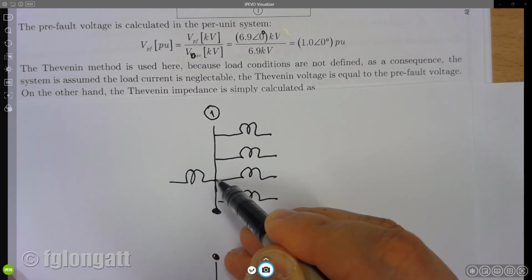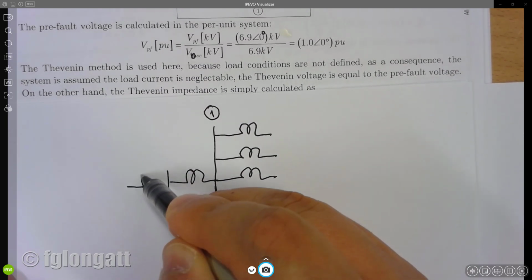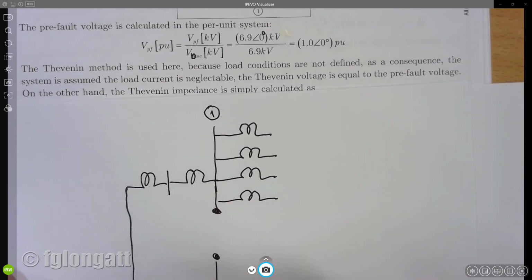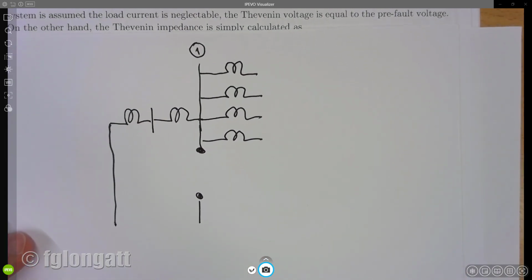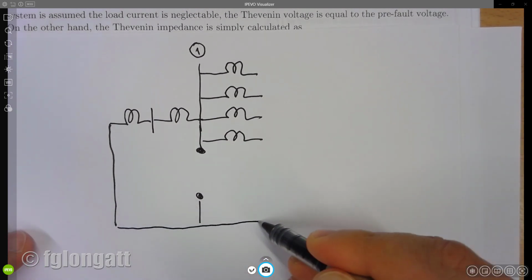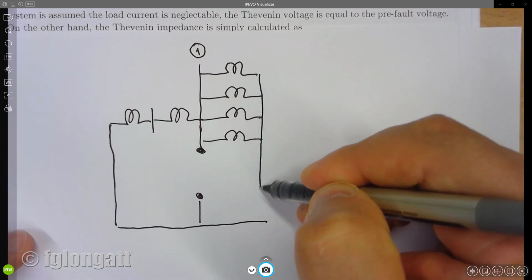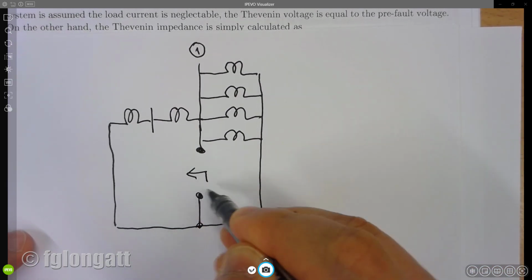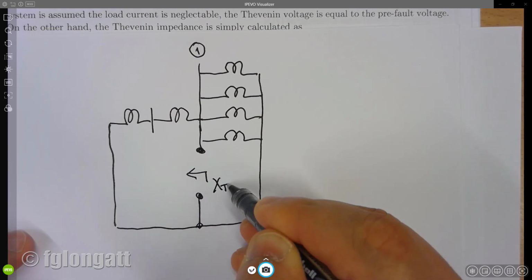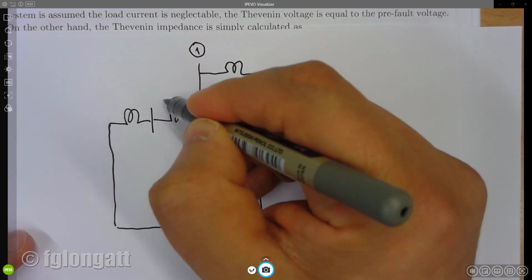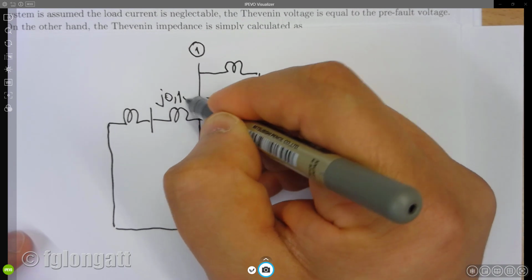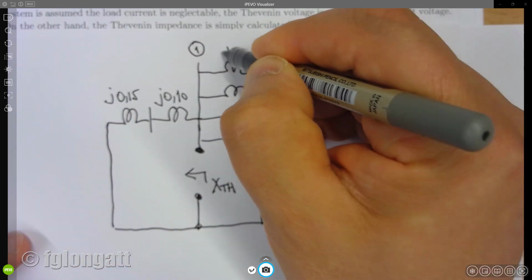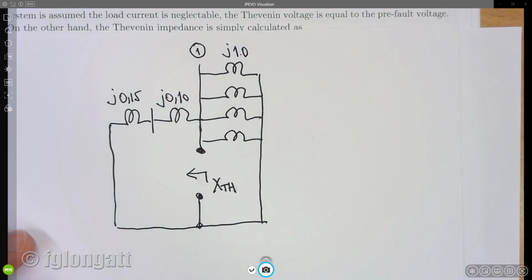On the other side, we have the transformer. We have the subtransient reactance from the generator. But in this case, we are creating the incremental network to calculate the Thevenin equivalent impedance. What I'm trying to say is, we are interested in calculating the Thevenin reactance. This is the transformer, and this is the generator subtransient. And each one of them is 1.0.